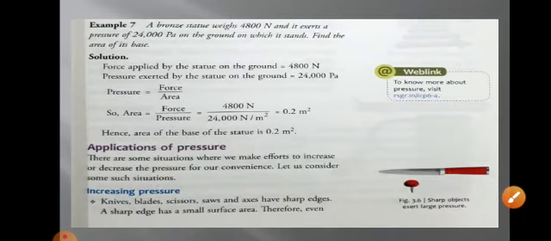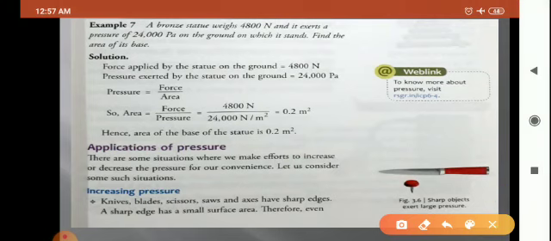Now example 7. A bronze statue weighs 4800 Newton and it exerts pressure of 24,000 Pascal on the ground on which it stands. Find the area of its base. Means you have to calculate the area of contact. Now the bronze statue weighs this much, means the force applied by the statue on the ground is 4,800 Newton and the pressure exerted by the statue on the ground is 24,000 Pascal. And you need to calculate the area of contact.